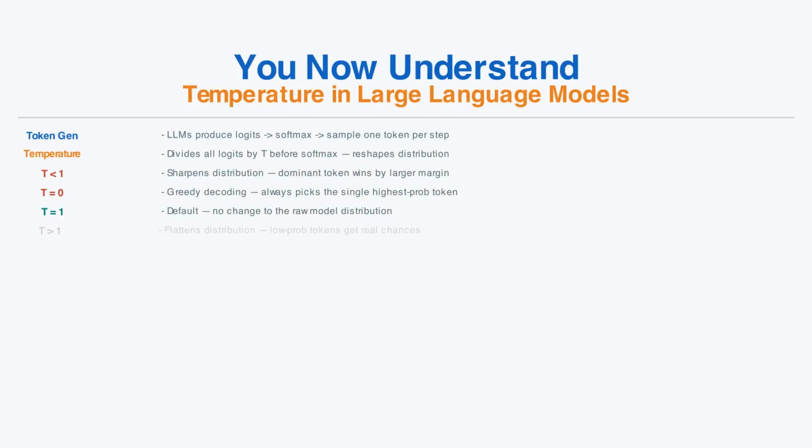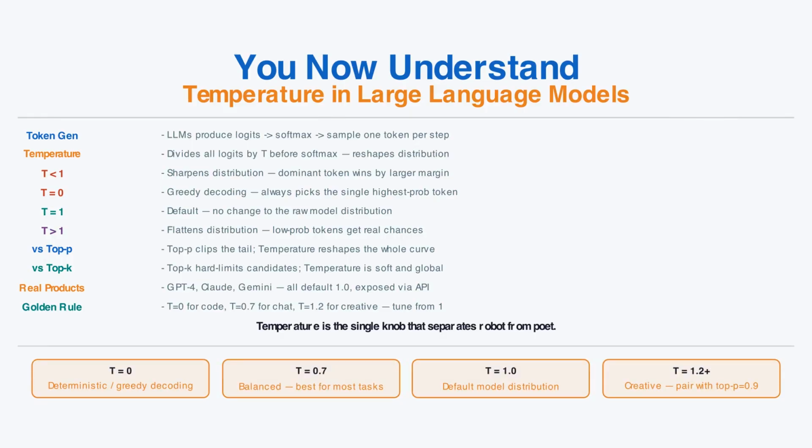Let us bring it all together. Temperature in large language models is the parameter that controls how the model samples from its own probability distribution at every generation step. The model produces logits, raw scores for every token in its vocabulary. Softmax converts them to probabilities. Temperature divides all logits by T before softmax is applied. Low temperature, below 1, sharpens the distribution. The most likely token wins by an even larger margin.